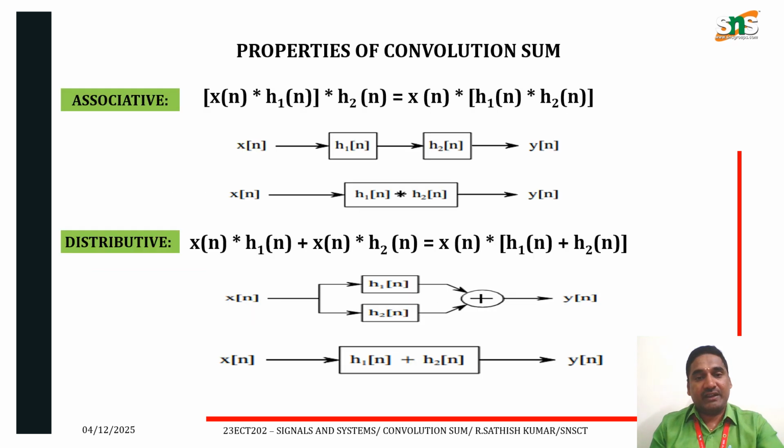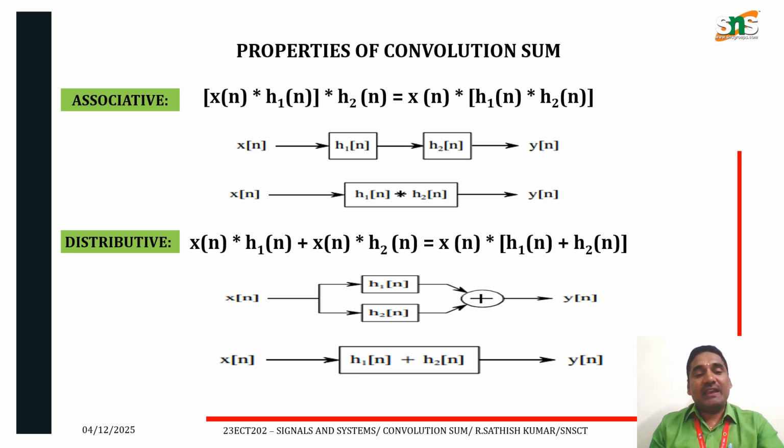Next one, associative property: x of n convolved with h1 of n, again convolved with h2 of n, is equal to x of n convolved with h1 of n convolved with h2 of n. X of n convolved with h1 of n, again convolved with h2 of n, produces the output as y of n. On the right hand side, x of n is convolved with h1 of n convolved with h2 of n, which produces output as y of n.